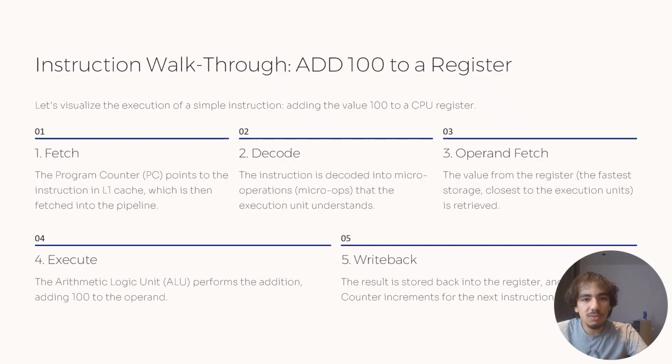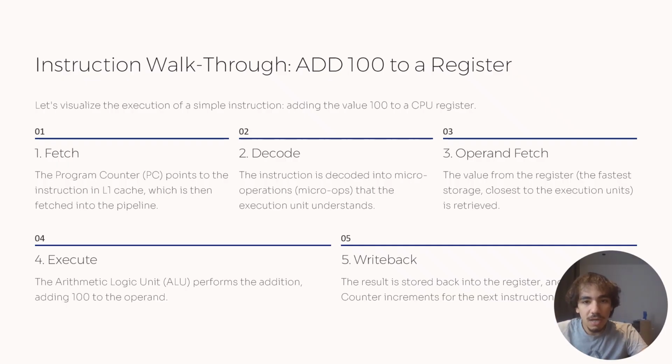This process begins with instruction fetch. The program counter, PC, keeps track of which instruction comes next. The processor first looks for the instruction in its instruction cache, the L1, and if the instruction is found there, it moves immediately to the pipeline. If it is not, the CPU has to fetch it from the deeper levels like L2, L3, or even the main memory, which is the DRAM here.